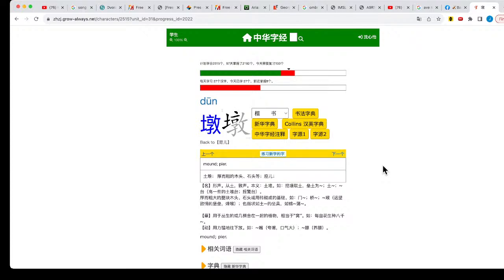So when you say a bridge pier, it's called 桥墩. You build that kind of foundation underneath, then put a pillar on top, and then build the bridge. That's called 桥墩.